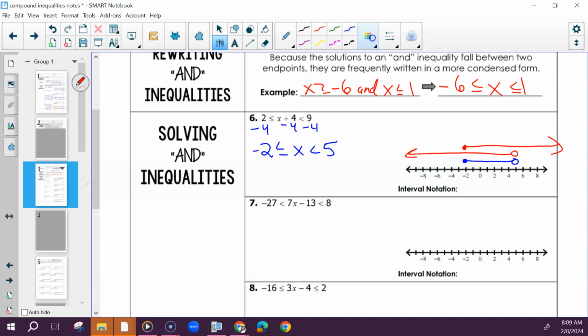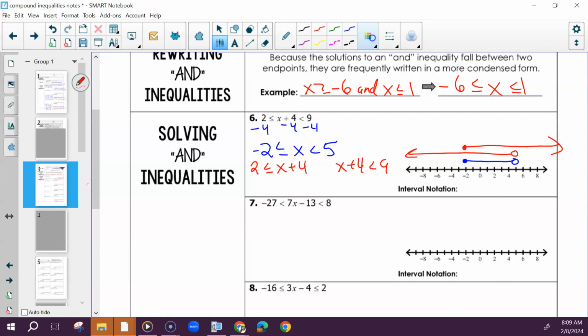Also, if the condensed format is confusing and you want to separate them, you could cover up half of it and solve just this part, and then cover up the other half and solve just this part. Solve them separately, but at the end, your answer needs to be condensed. So whether you solve them separately or together, your answer needs to be condensed.